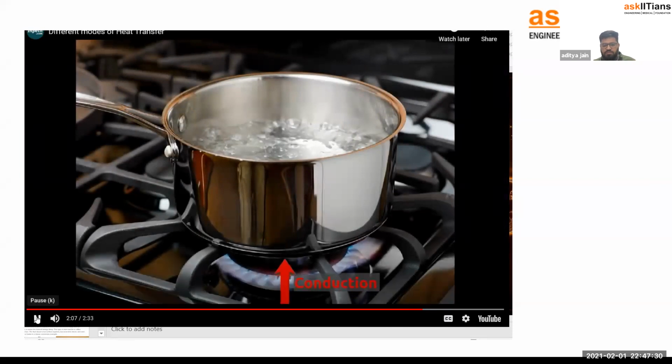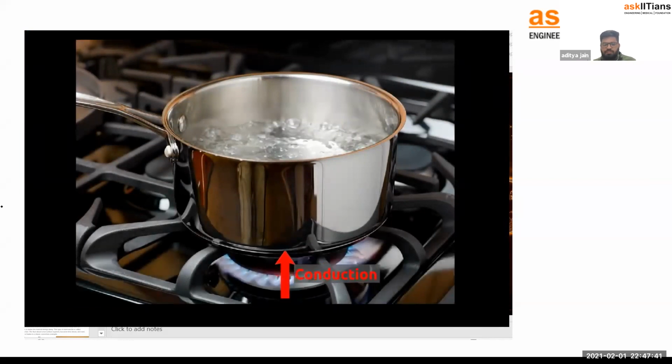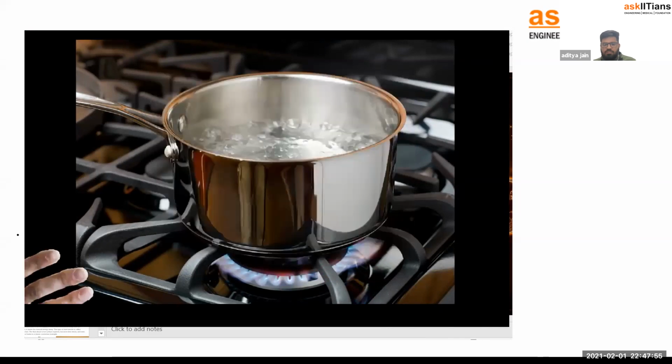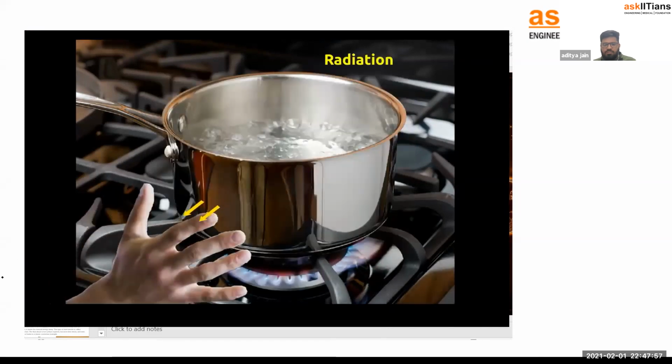Let's take an example. Now, this is the best example, which will give you all the three processes, conduction, convection, radiation, happening at the same time. So see it carefully. Boiling water on a stove. On a stove, heat conducts to the pot as it is directly in contact. Due to convection, all the water particles receive heat. Bring your hand very close to the side of the pot. You will feel a little hotness. This is because of radiations coming from the pot.